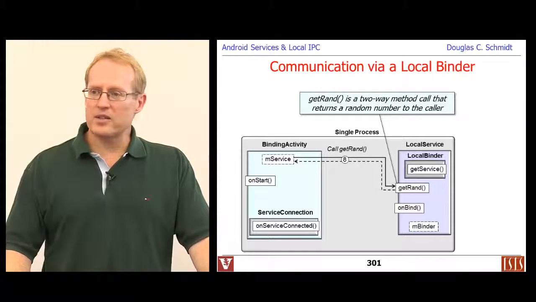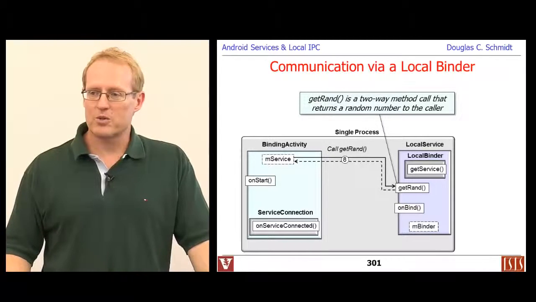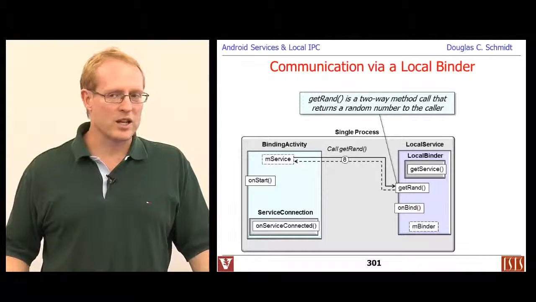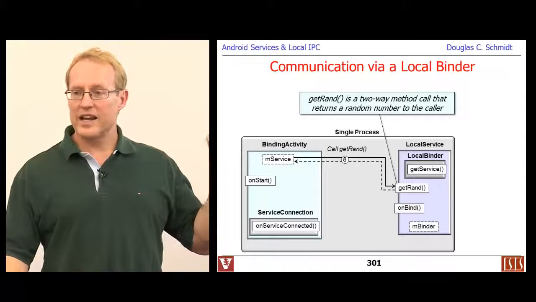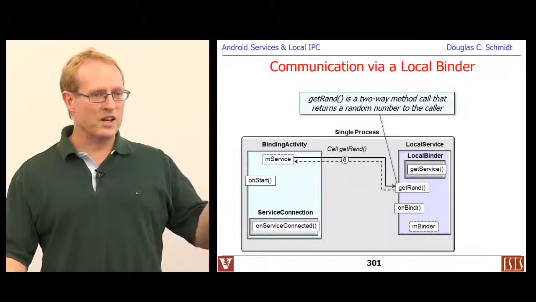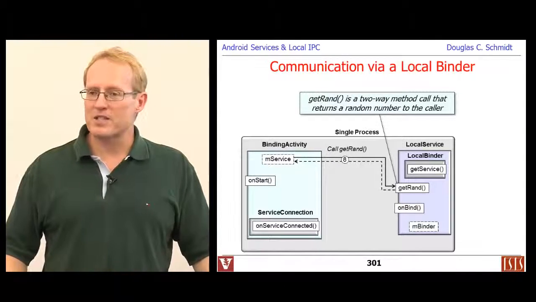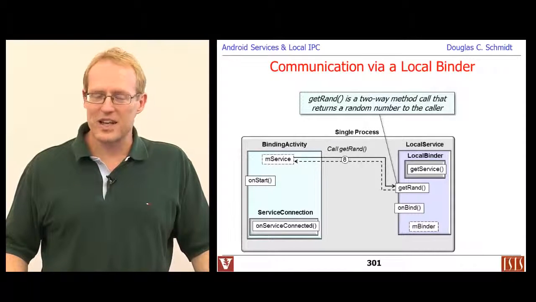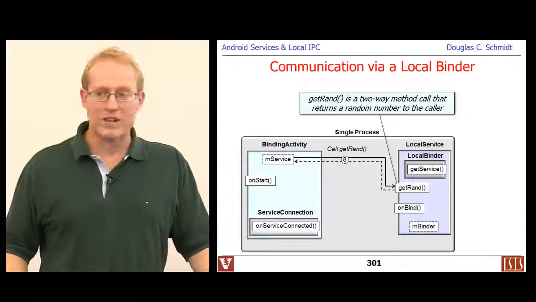The getRand method is just a simple Java method that, when called, returns a random number within a range. And so we'll see how you initialize that in just a second. And that's a two-way call. So that means that the client activity blocks while that call is running, and when the call is finished, it returns the result back to the caller. Keep that in mind. Obviously, for something as simple as co-located communication in the same address space, this just devolves into a function call. So it's really fast.